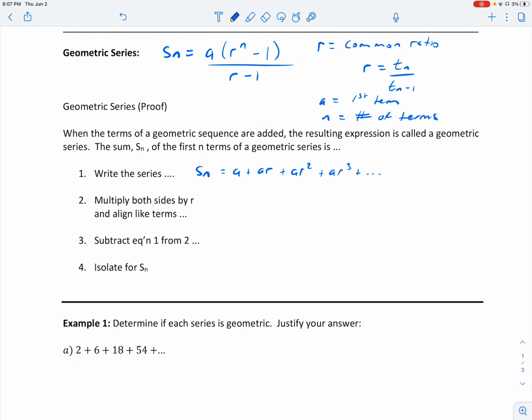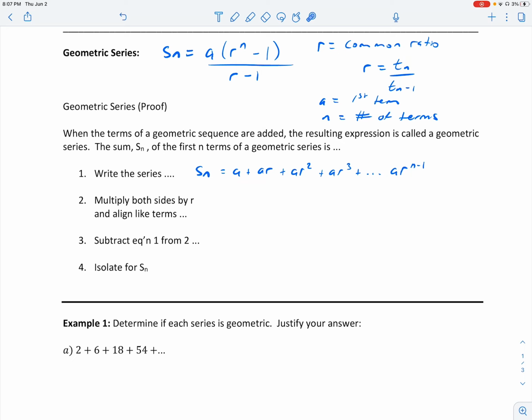This goes all the way until we get to our last term, and that means we would have multiplied by R n minus 1 times. Okay, so this is the whole series. And we have a total of n terms here. So then it says multiply both sides by R and align the like terms.